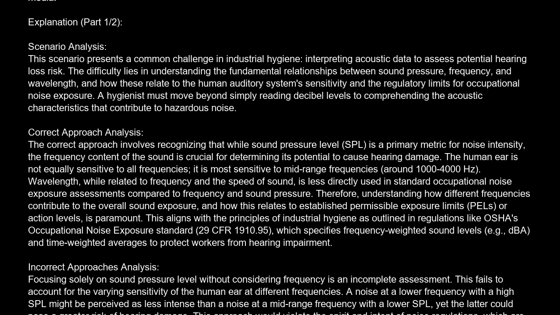Correct approach analysis. The correct approach involves recognizing that while sound pressure level, SPL, is a primary metric for noise intensity, the frequency content of the sound is crucial for determining its potential to cause hearing damage. The human ear is not equally sensitive to all frequencies. It is most sensitive to mid-range frequencies, around 1000-4000 Hz. Wavelength, while related to frequency and the speed of sound, is less directly used in standard occupational noise exposure assessments compared to frequency and sound pressure.